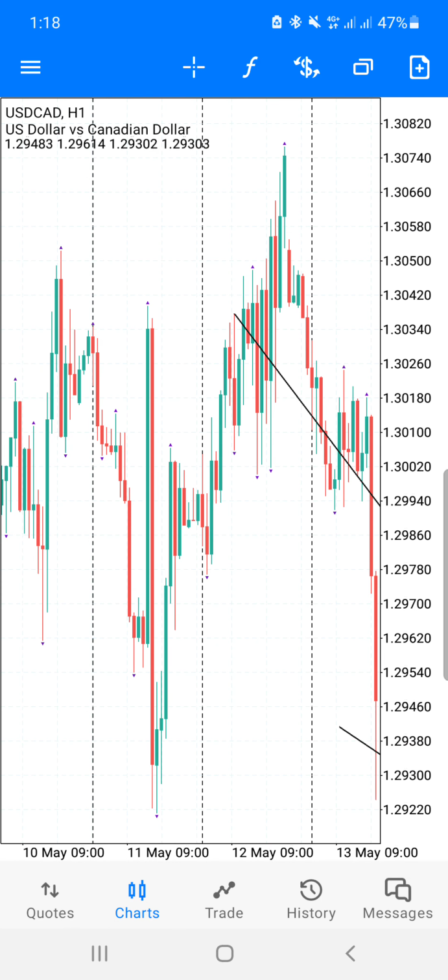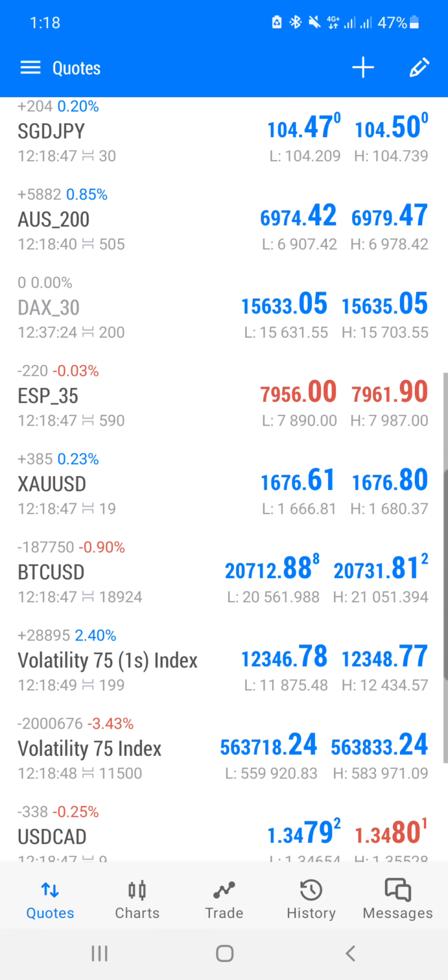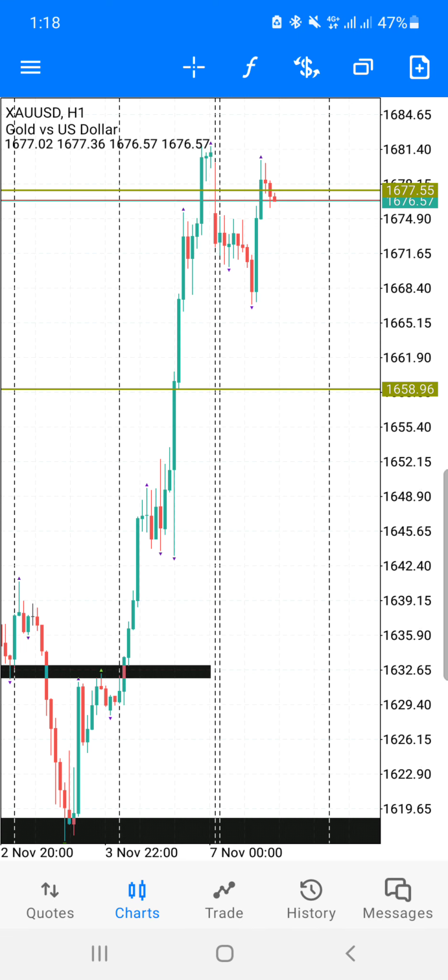I can't find any example here. I can't find another example on USD CAD. Let's go to another pair and see if we can find rising and falling wedges, right? Let's try gold and see if we find anything in gold.